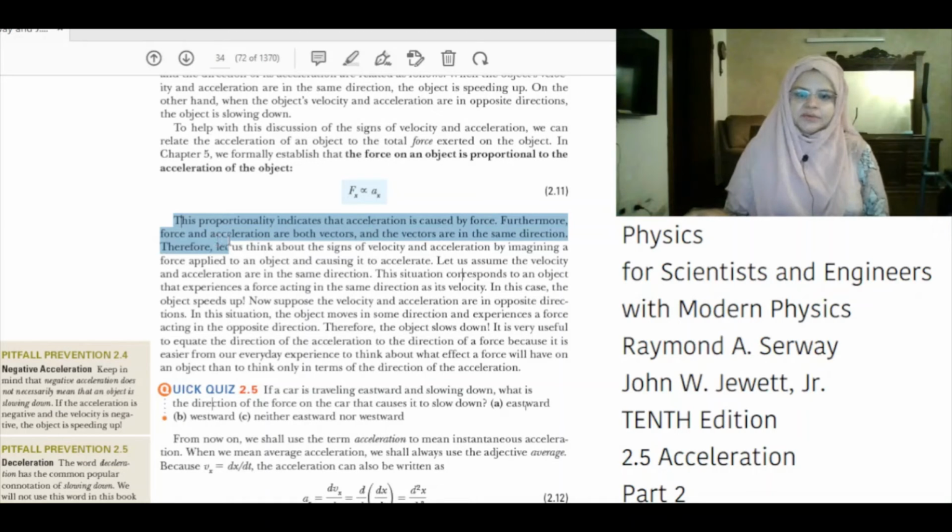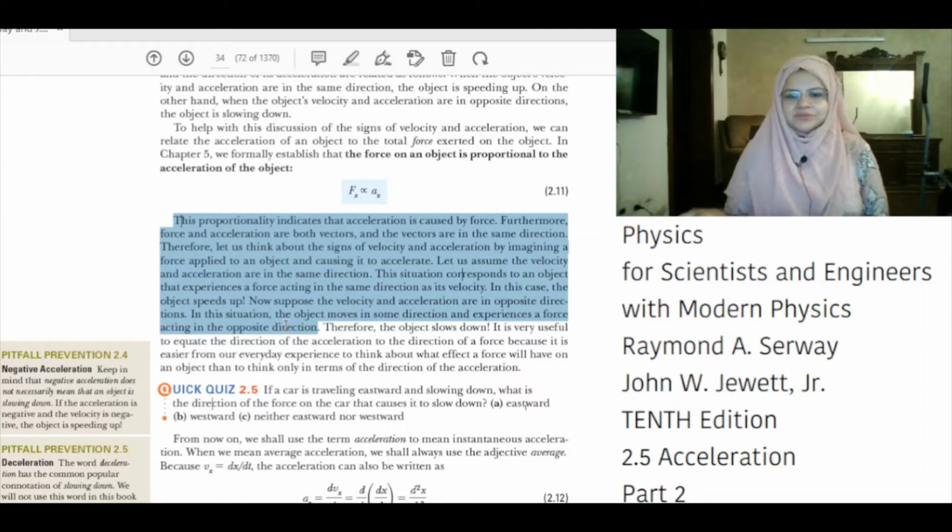Therefore, let us think about the sign of the velocity and acceleration by imagining a force applied to an object and causing it to accelerate. Let us assume the velocity and acceleration are in the same direction. This situation corresponds to an object that experiences a force acting in the same direction as its velocity. In this case, the object speeds up. Now suppose the velocity and acceleration are in opposite direction. In this situation, the object moves in some direction and experiences a force acting in the opposite direction. Therefore, the object slows down.